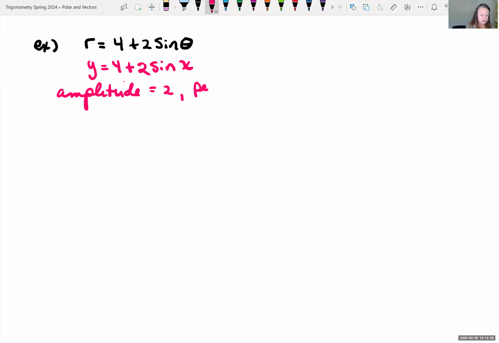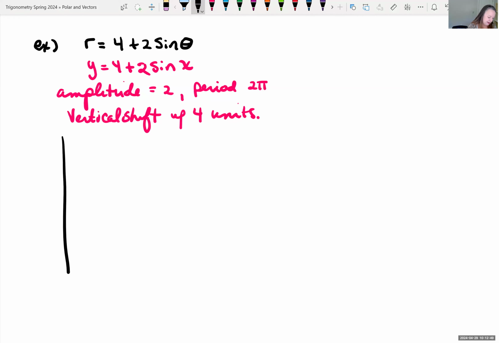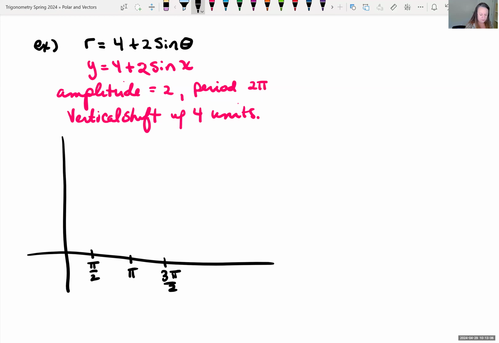Our period is 2 pi. And we have a vertical shift up 4 units. So let's just get a graph of that really quickly. We're going to get our important points. So we have 0, we have pi halves, we have pi, we have 3 pi halves, and we have 2 pi.